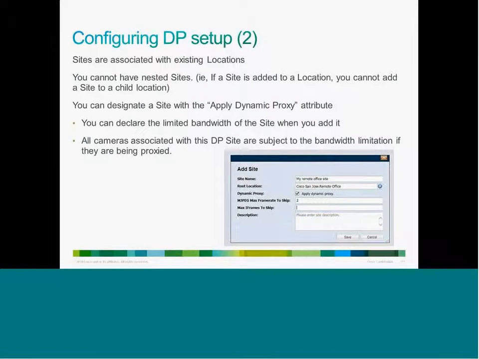Sites are associated with existing locations. So when you think about locations, the way you would design your hierarchy, you're thinking about geography, right? So sites map to an individual location. When you think about sites, think about connectivity. When a site maps to one location, and any location underneath that location, all of them have good connectivity between them, right? So that's a LAN setup.